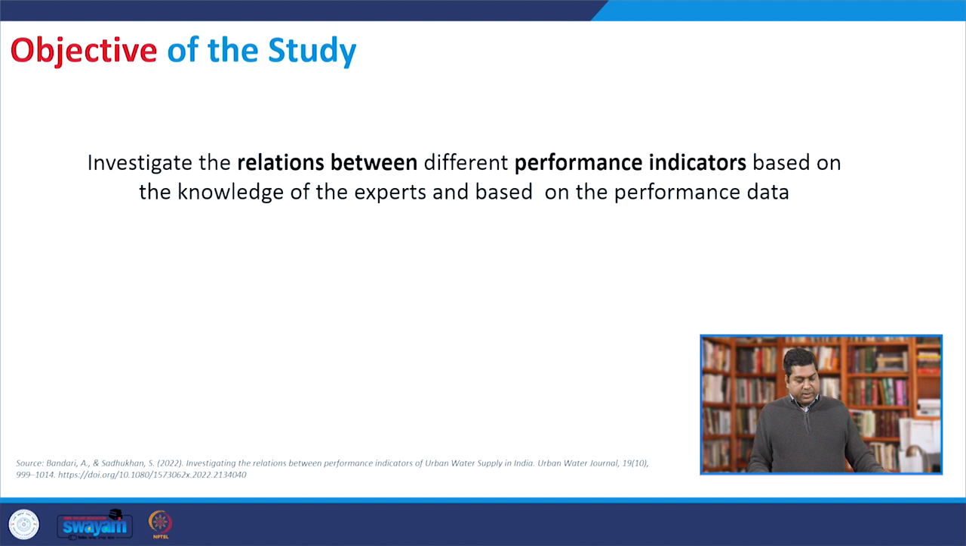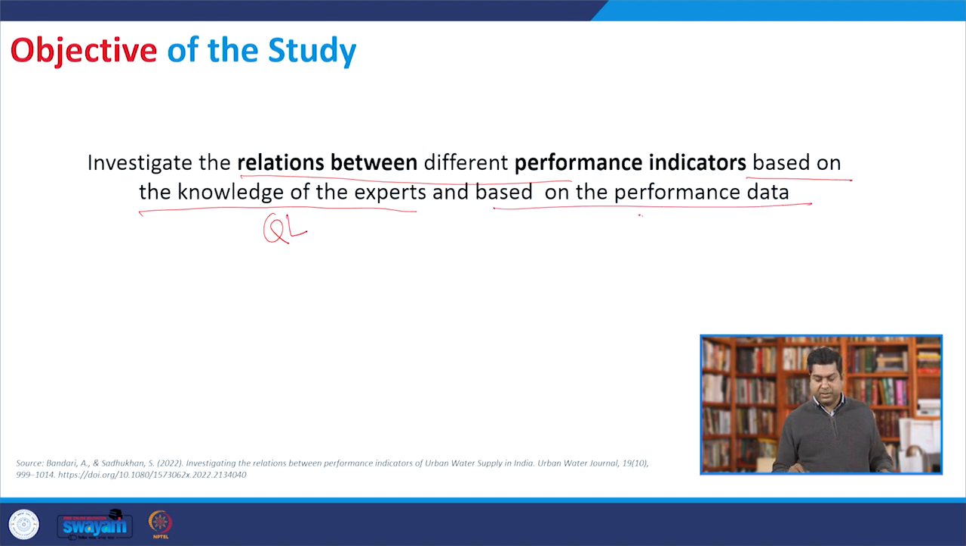With that, the objective of the study was set to investigate the relations between different performance indicators of service level benchmark of water utilities based on the knowledge of experts. This is the first part, and the second, based on the performance data, is much more of a quantitative approach. The activities that were performed are parallel, but in some cases we also make a sequential approach to bring certain information from the first strand of the study to the second one.